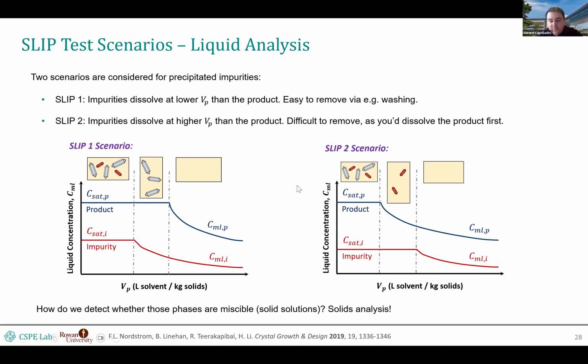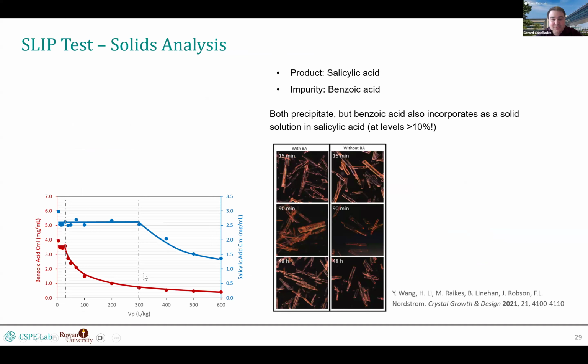Now, the problem here is most of my presentation has been on solid solutions, and this seems to be a test about how to measure precipitated impurities, right? But in reality, you can still recover the solids and analyze them, right? And that can tell you a lot about the solid state miscibility.